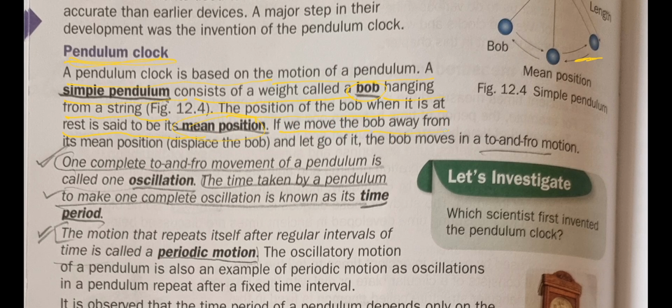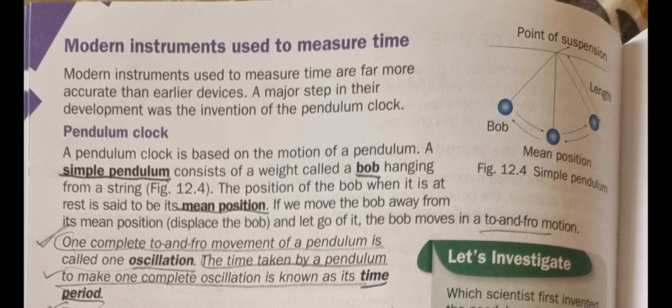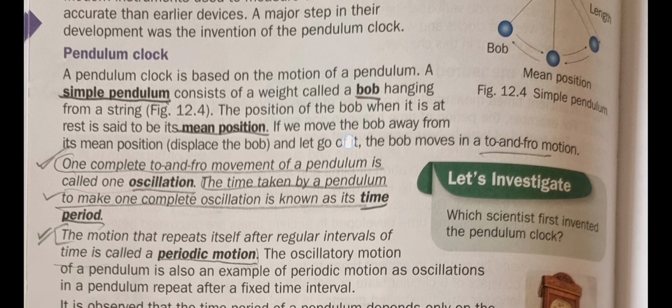If we move the bob away from its mean position, displace the bob and let go of it, the bob moves in to and fro motion. One complete to and fro movement of a pendulum is called an oscillation. The time taken by a pendulum to make one complete oscillation is known as the time period. So you can see the to and fro motion of a pendulum.